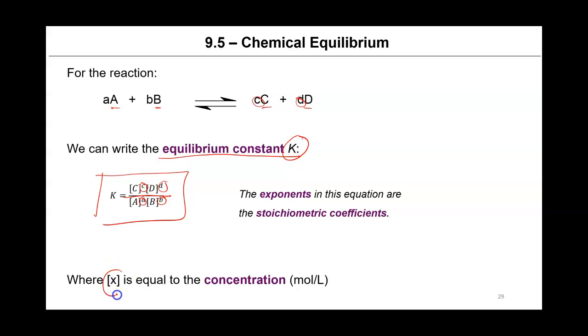Note that when we put the formula of something in square brackets, that is equal to the concentration of that substance in units of moles per liter. The exponents that go into K are different for every reaction because they represent the stoichiometric coefficients of the balanced chemical equation.